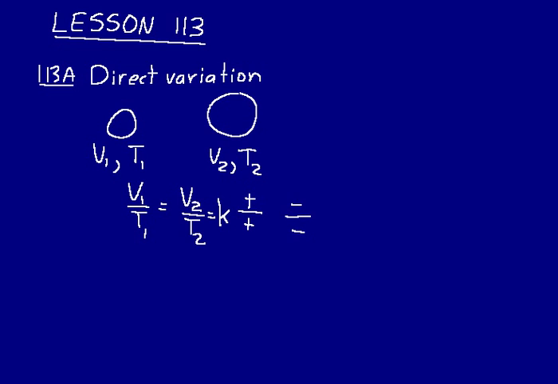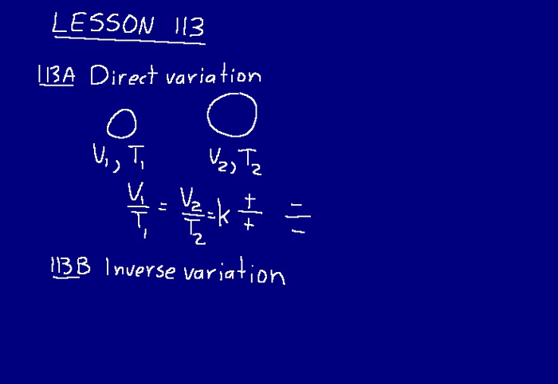Now if you've read this lesson 113, I'm explaining it a little bit different than the lesson. I think this is a better way to explain it, because eventually if you take a chemistry class, you're going to have to know this relationship like this, and it's good to understand that a direct variation is a fraction like that. You write it like a fraction.